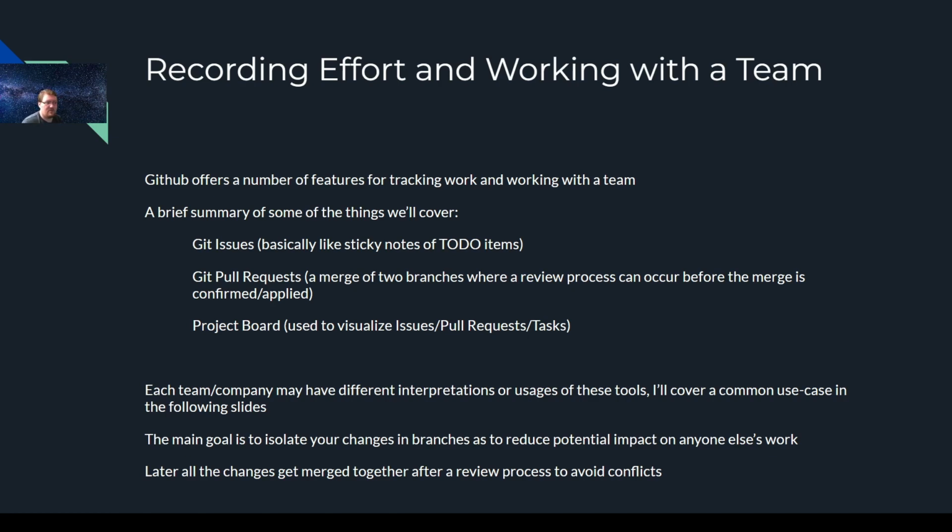So GitHub offers a number of features for tracking work and working with the team. A brief summary of the things we're going to be using is GitHub issues, which are basically like sticky notes but digital. GitHub pull requests. This is a way to merge two branches and have a conversation about it before that merge is completed. You could technically merge on a command line with git merge, but you lose on recording certain things. Again, depends on your team and how you use it, but I do recommend use pull requests to record more information, so like you can show screenshots of it working, have other people easily review and give feedback. And we're going to take a look at these later.